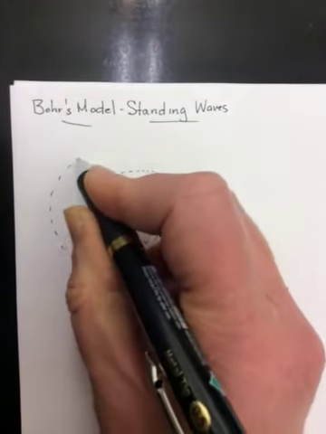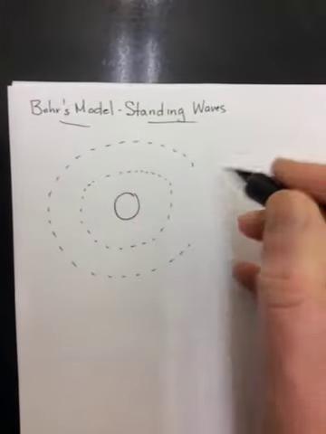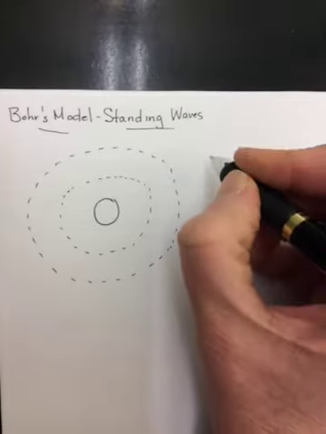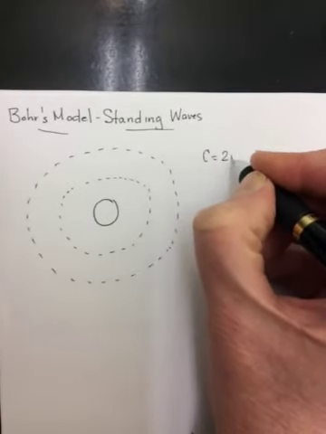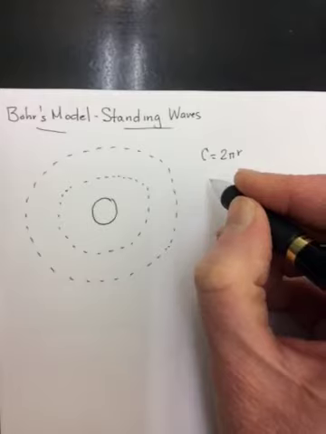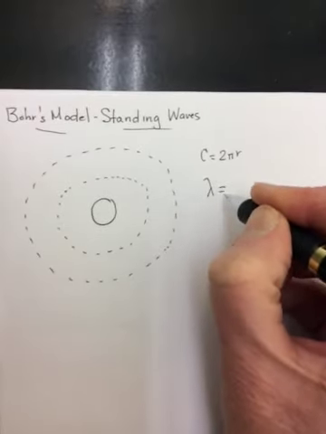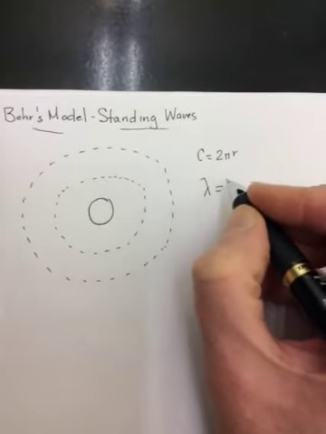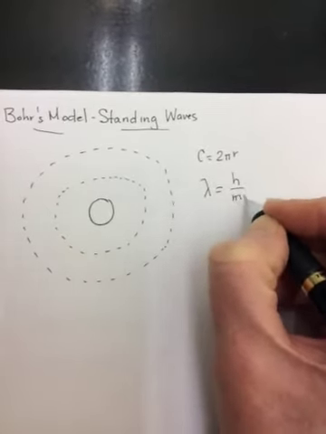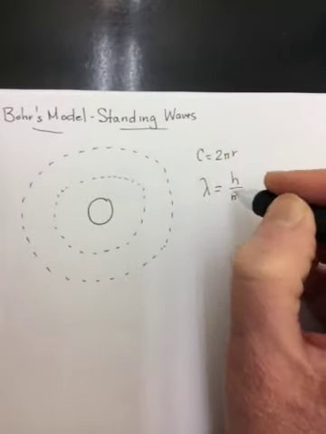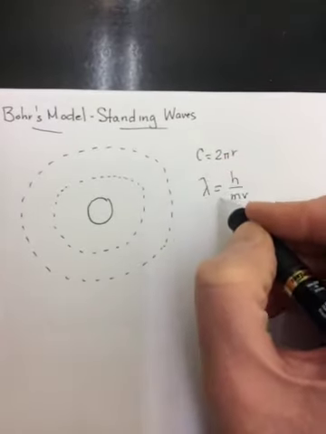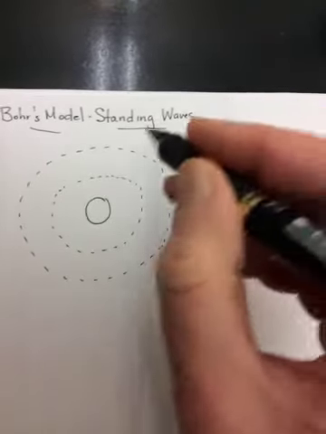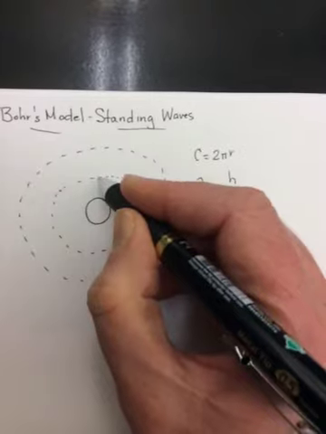the allowable orbits. And he said the only orbits that are allowed are the orbits where the circumference of the circle, 2 pi r, would be equal to a whole number of de Broglie wavelengths. Remember, the electron is moving like a wave, and its wavelength would be equal to h over mv. So Bohr spent a lot of time figuring out the wavelength of the electron, and whether that number of wavelengths fits into a particular circumference.